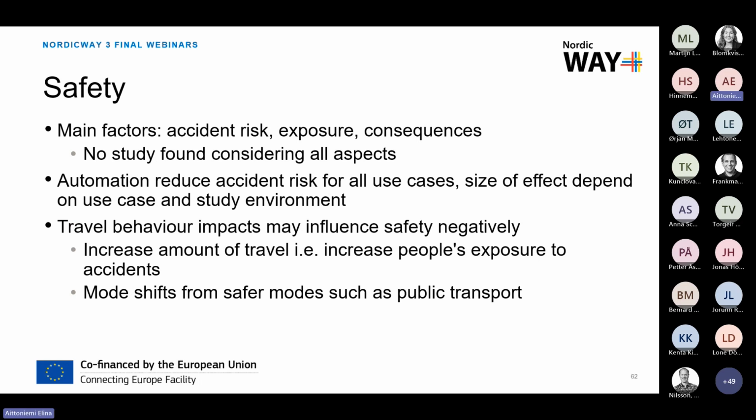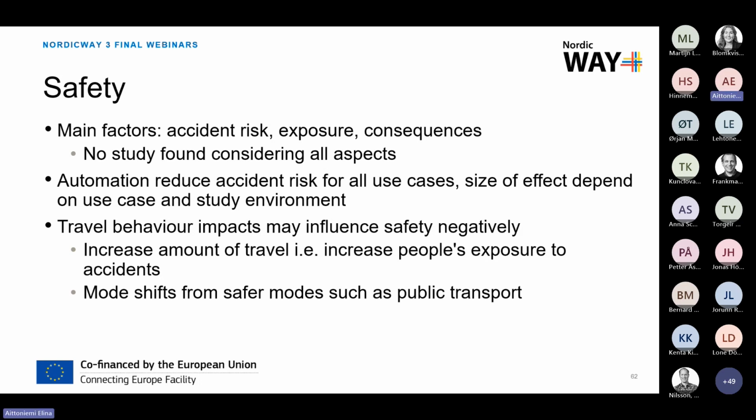Then regarding safety, the main factors that affect road safety are accident risk, exposure, and the consequences of accidents. And none of the studies found considers all of these aspects. Automation can reduce accident risk of all use cases, and the size of the effect depends on the use case and the environment studied.